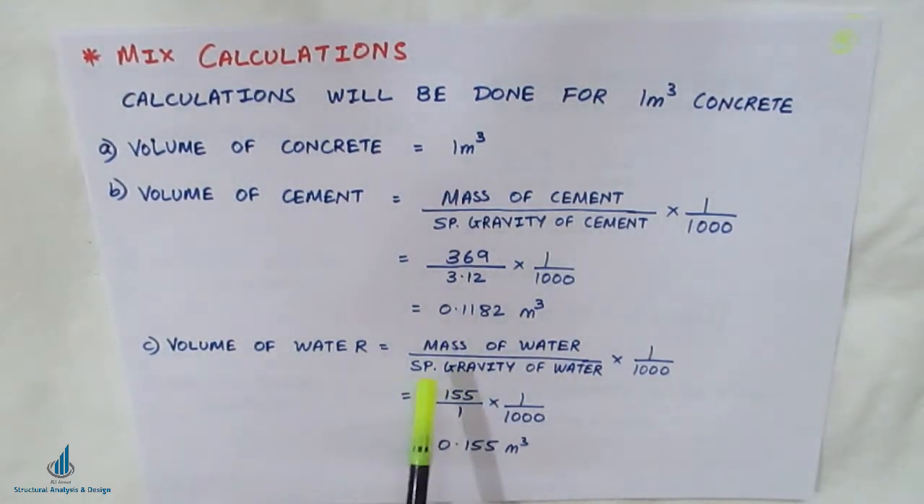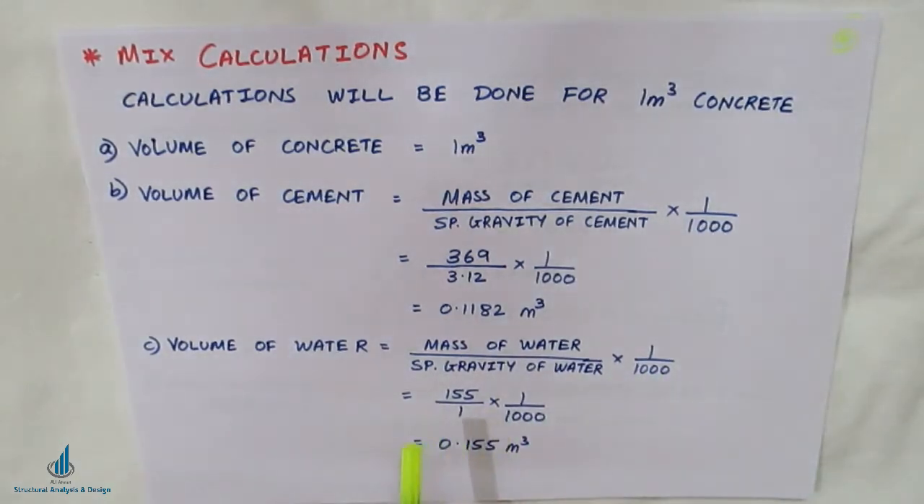Volume of water, again: mass of water divided by specific gravity of water, into 1 divided by 1000. So the mass of water we have got after using superplasticizer is 155 liters, divided by specific gravity of water, which is 1, into 1 divided by 1000. So you are getting 0.155 meter cube.